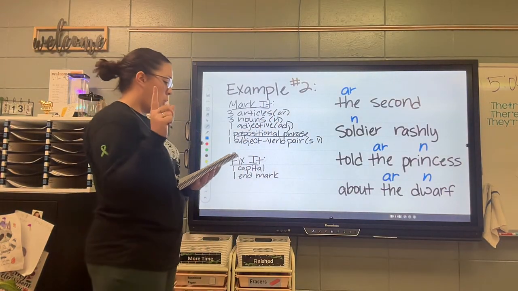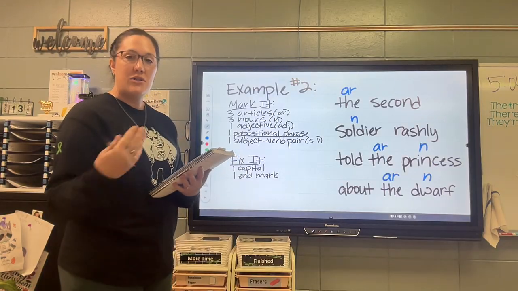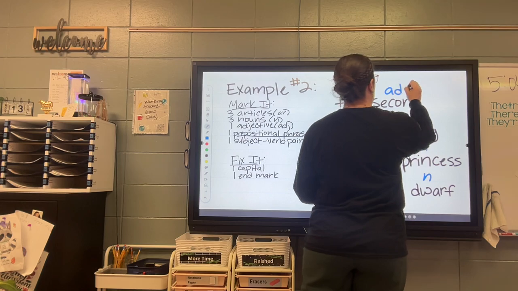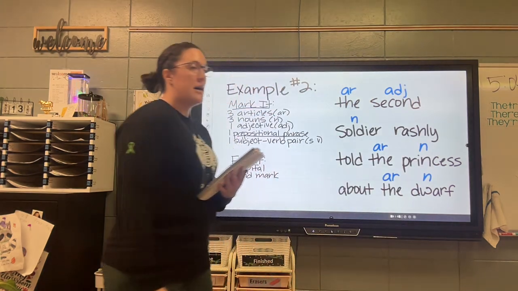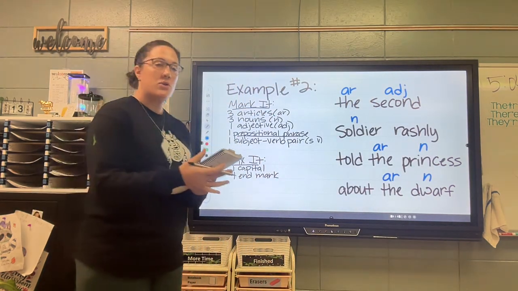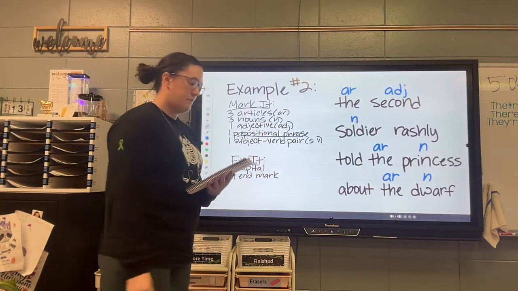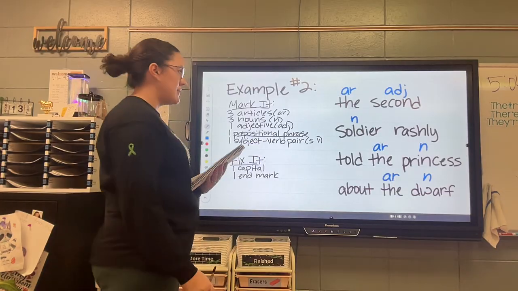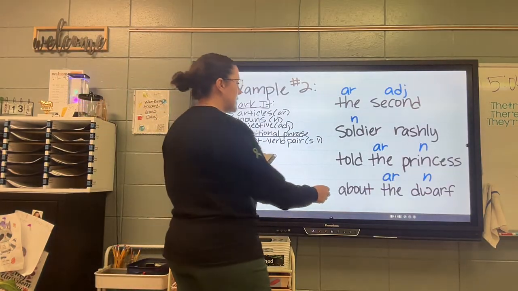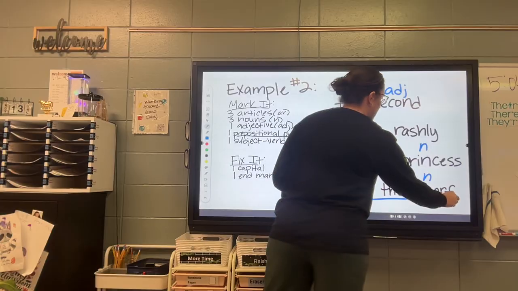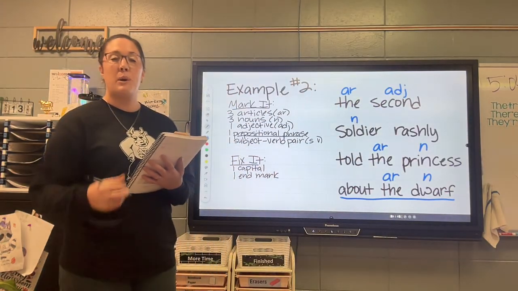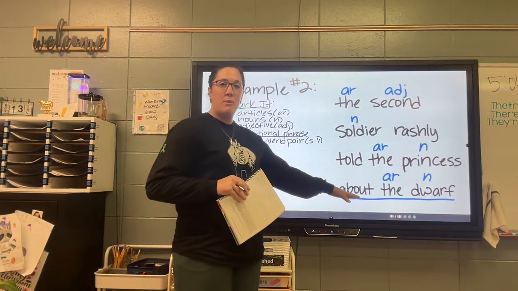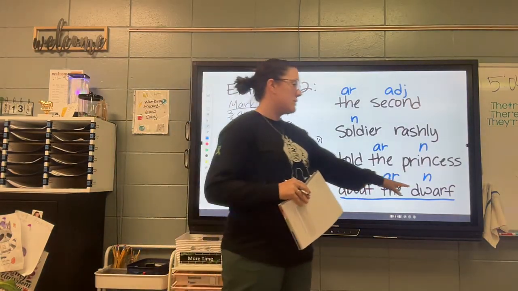Okay, now I have 1 adjective. My adjective in this case is second. Okay, remember, an adjective describes a noun. So which soldier? The second soldier. I have 1 prepositional phrase. My prepositional phrase in this sentence is about the dwarf. Remember, a prepositional phrase tells us when or where something is happening. So in this case, about is my preposition. The noun it's referring to is dwarf.